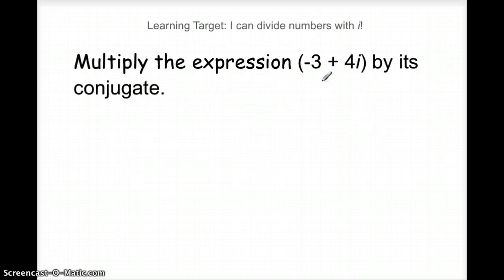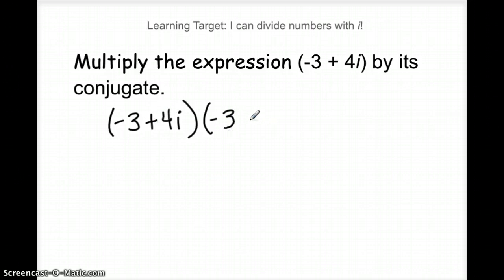So same thing for complex numbers. The conjugate is exactly the same. So this question says, multiply this expression by its conjugate. So if this is my original expression, what would its conjugate be? Well, we changed the plus to a minus. Notice, sometimes people get this confused. The -3 should not change. Just the plus should change to a minus, and that's the only thing that should be different between the two.